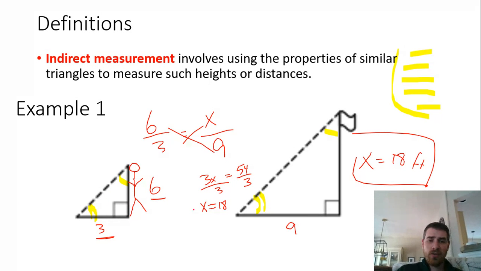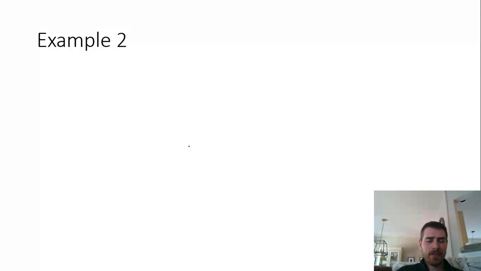So also, you could have noticed the scale factor in this case might have been an easier way to do it. If you say, well, it happens to be 3 times bigger for the 3 to the 9, you could have multiplied 6 times 3 to get 18. That works as well. Tomato, I say. Another example.